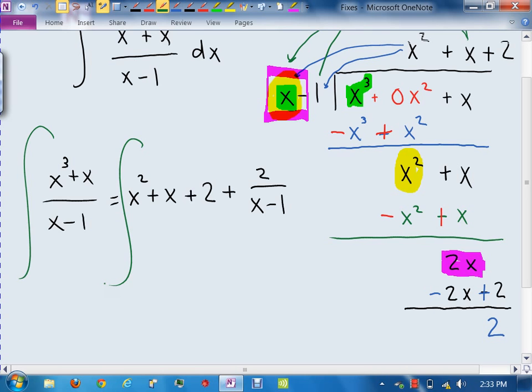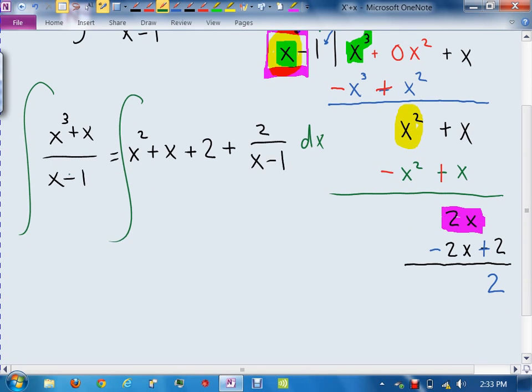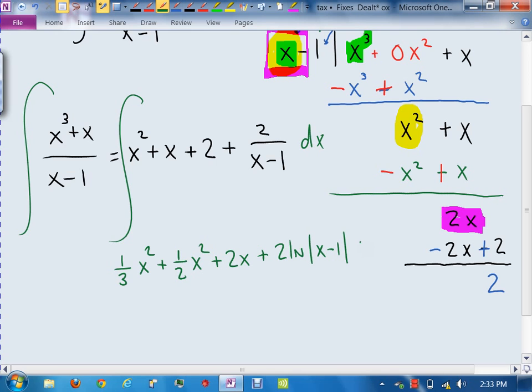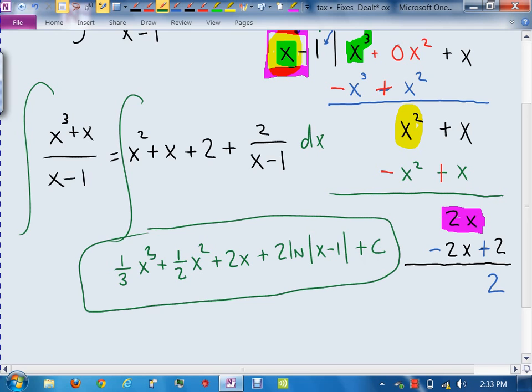I mean, think about integrating that. I need to throw a dx on the end of that. What's the antiderivative of this? You can go term by term, right? What's the antiderivative of x squared? 1/3 x cubed. Antiderivative of x? 1/2 x squared. Antiderivative of 2? 2x plus 2 natural log of x minus 1 plus c. The first one should be 1/3 x cubed. It's right there. I don't know what you're talking about.